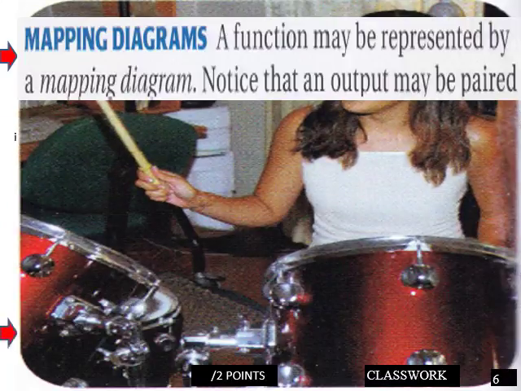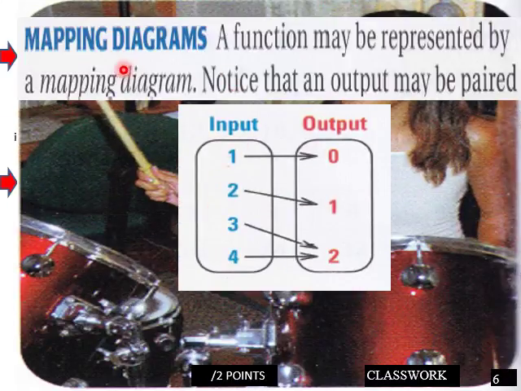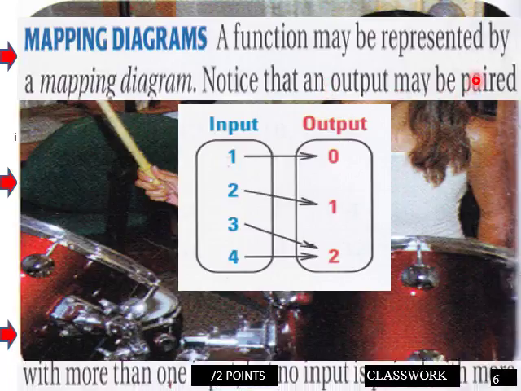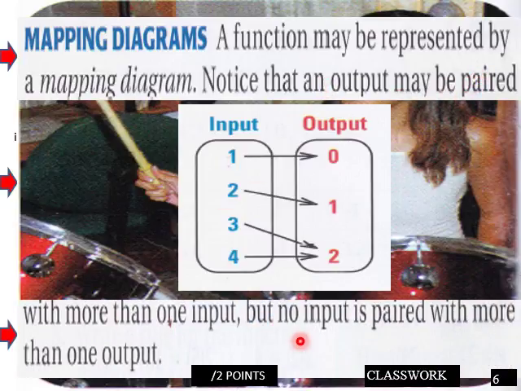Okay. But we're not getting into graphing yet. We're getting into mapping diagrams. A function may be represented by a mapping diagram. Here's your inputs, usually your x coordinates, and here's your outputs here, usually your y coordinates. So notice that an output may be paired with more than one input, but no input is paired with more than one output. So here we have input here, but for 3 and 4 we have the same output here for 3 and 4. Okay.